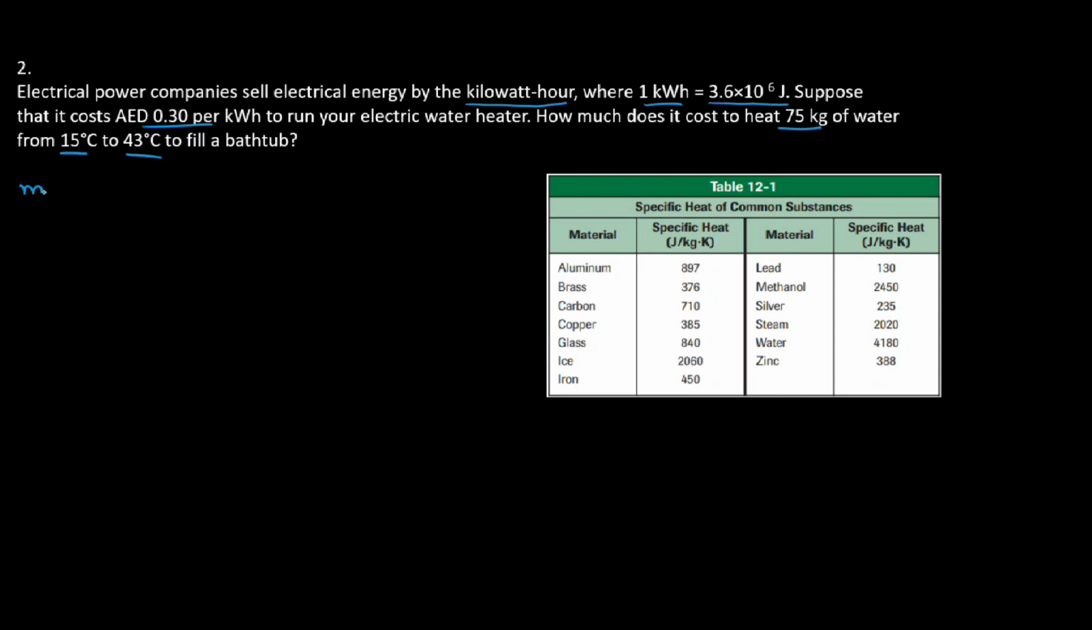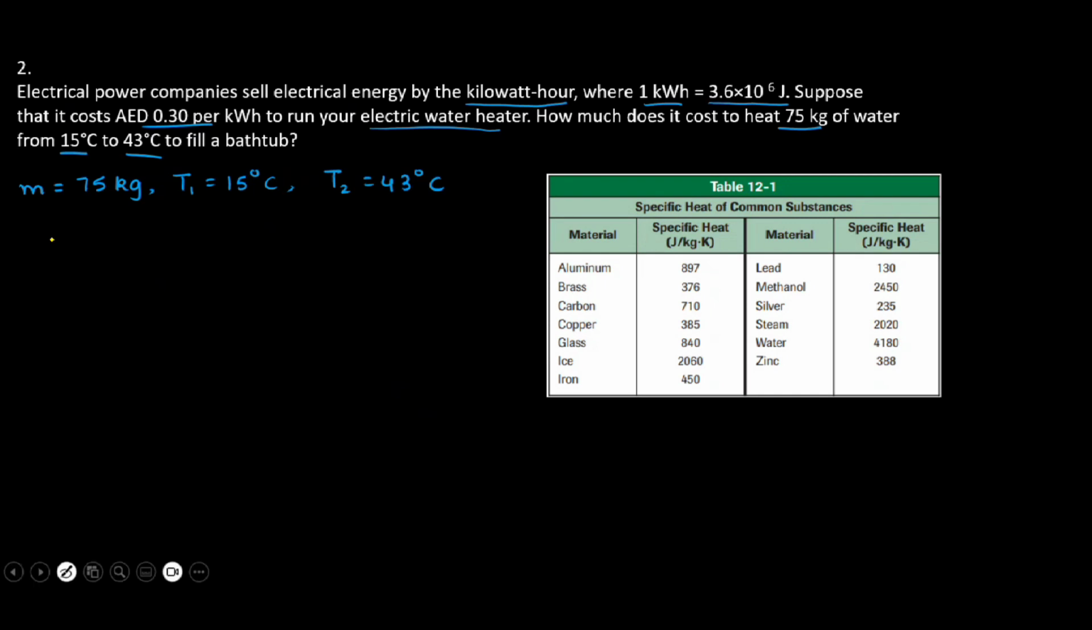They have given you the mass of water, which is 75 kilogram. And you are using an electric water heater to heat this water from an initial temperature of 15 degrees Celsius to 43 degrees Celsius. I want to find how much it will cost me to do this. So let us first find out how much thermal energy is required to raise the temperature of water.